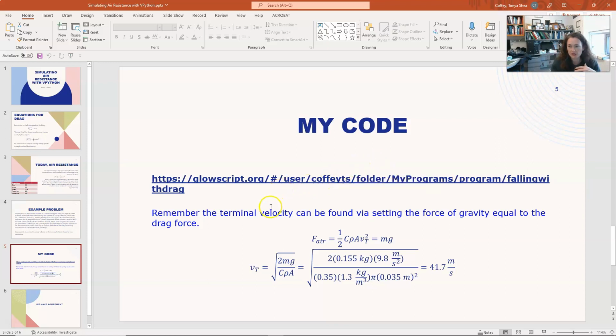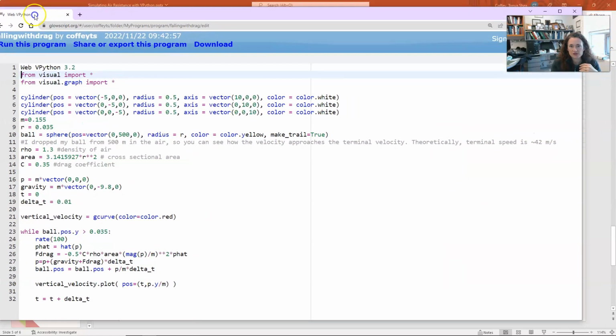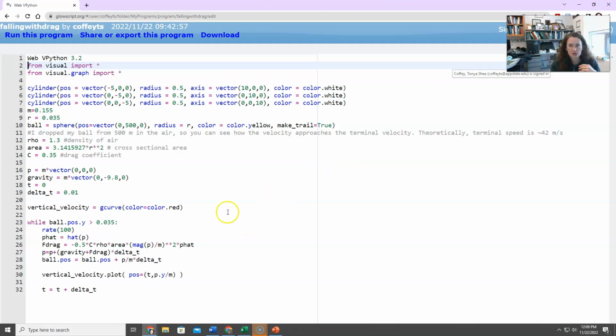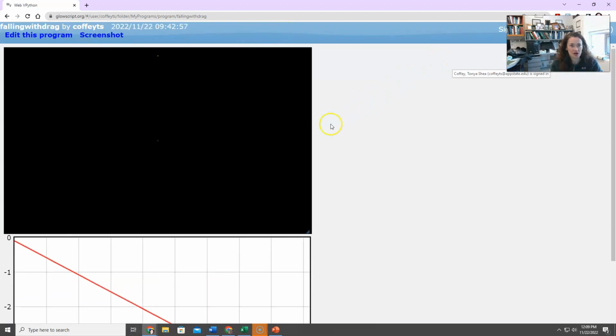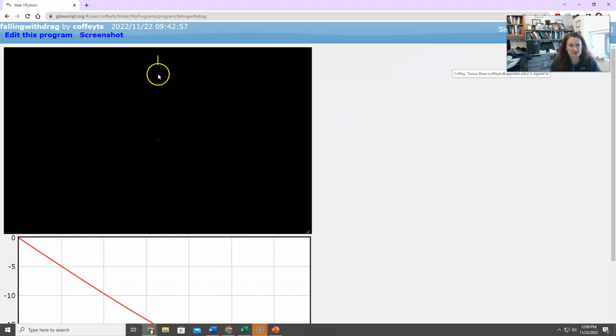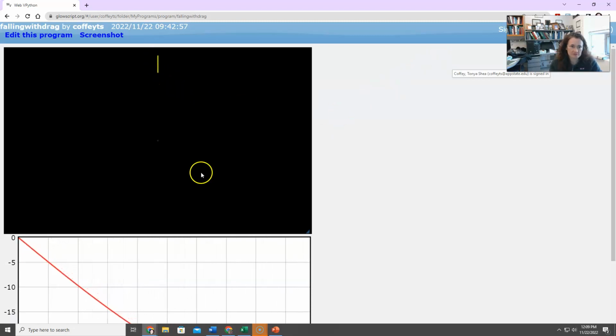This is a public program, so anybody can look at it if they want. I'm going to pull this over so that everybody can see. So this is my code. First of all, let me run the program. It's a really simple program. It just shows the ball falling. I've turned on make trail so that you can watch the ball fall. It's just going to make a straight line. It's not very exciting, but here we go. Here's the ball, it's falling, and the make trail is on so you can see the path of the ball.